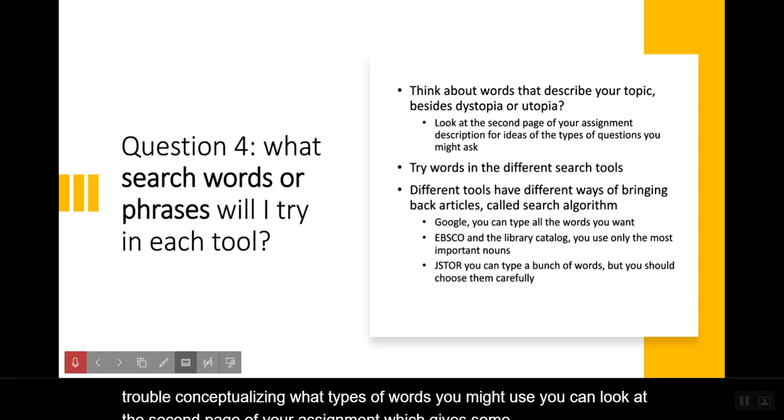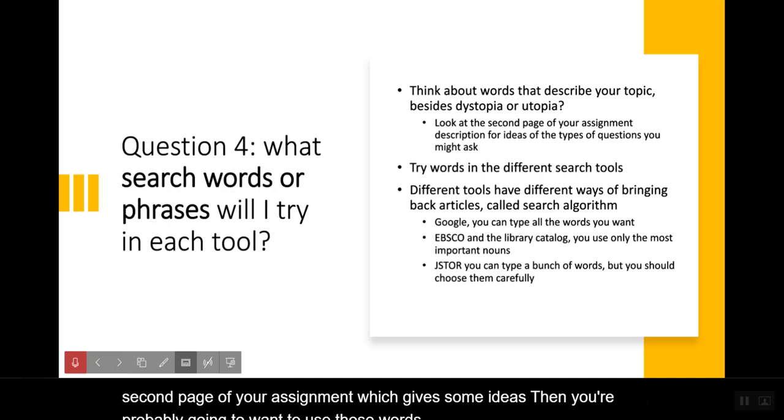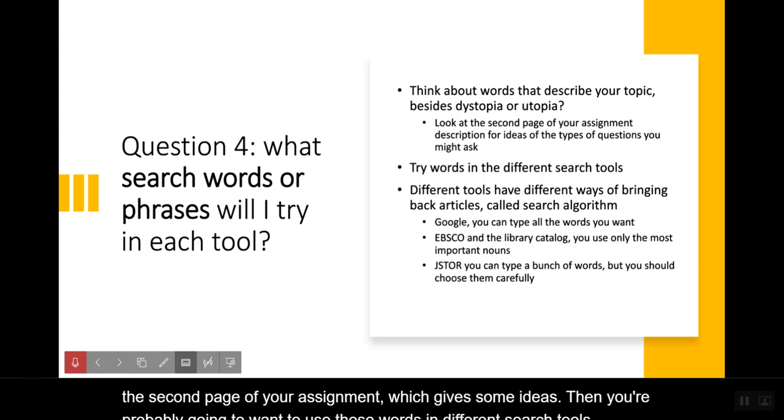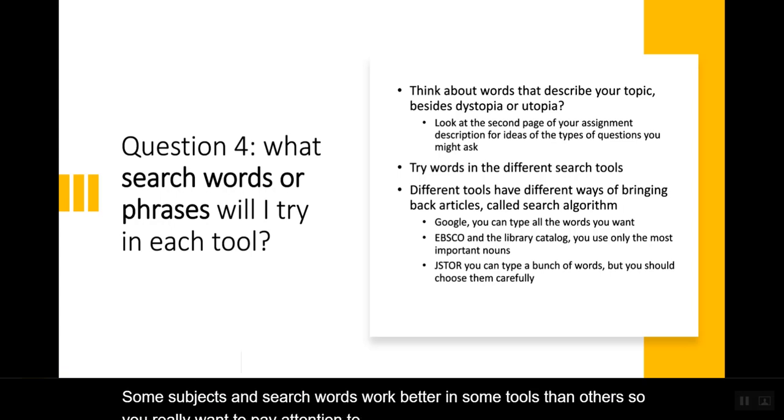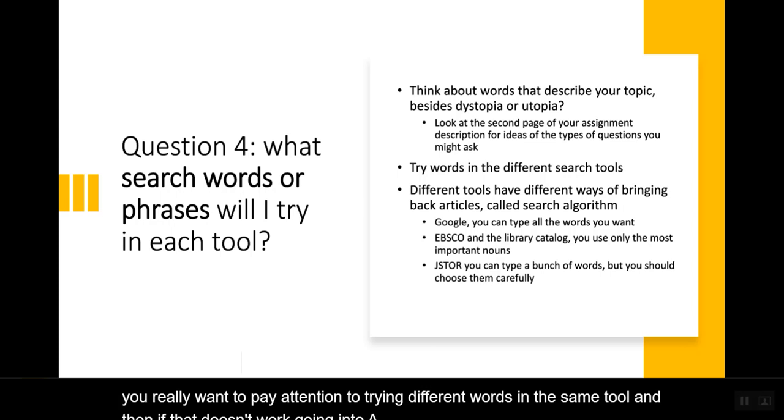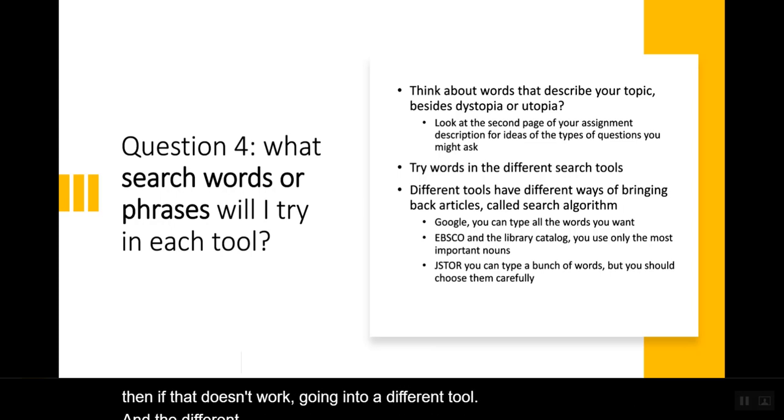Then you're probably going to want to use those words in different search tools. Some subjects and search words work better in some tools than others. So you really want to pay attention to trying different words in the same tool, and then if that doesn't work, going into a different tool. The different tools work differently, and you want to make sure that you keep that in mind.